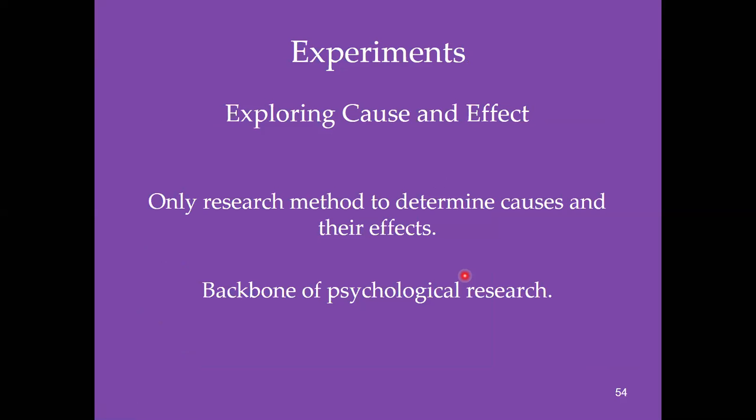Now, what if we want to know, does one factor affect a change in a second factor? Are two things related in a cause and effect relationship? In that case, what we need to do is conduct experimental research. This is the only way to know cause and effect for sure. Because of that, that's kind of become the backbone of psychological research. Experimentation is the primary means used.